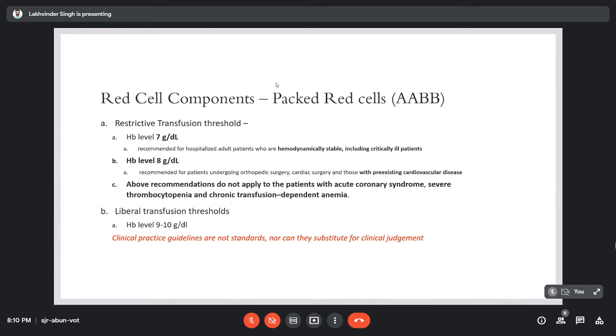Like I said, in orthopedic surgery, the threshold is 8. But for a patient who is going to undergo surgery for surgical oncology, and the tumor is going to bleed a lot, like Wilms tumor or some other vascular tumors, in that case, you can keep a threshold of 9 up. We had a patient who had a very big osteosarcoma. So for that patient, we kept a threshold of 9.